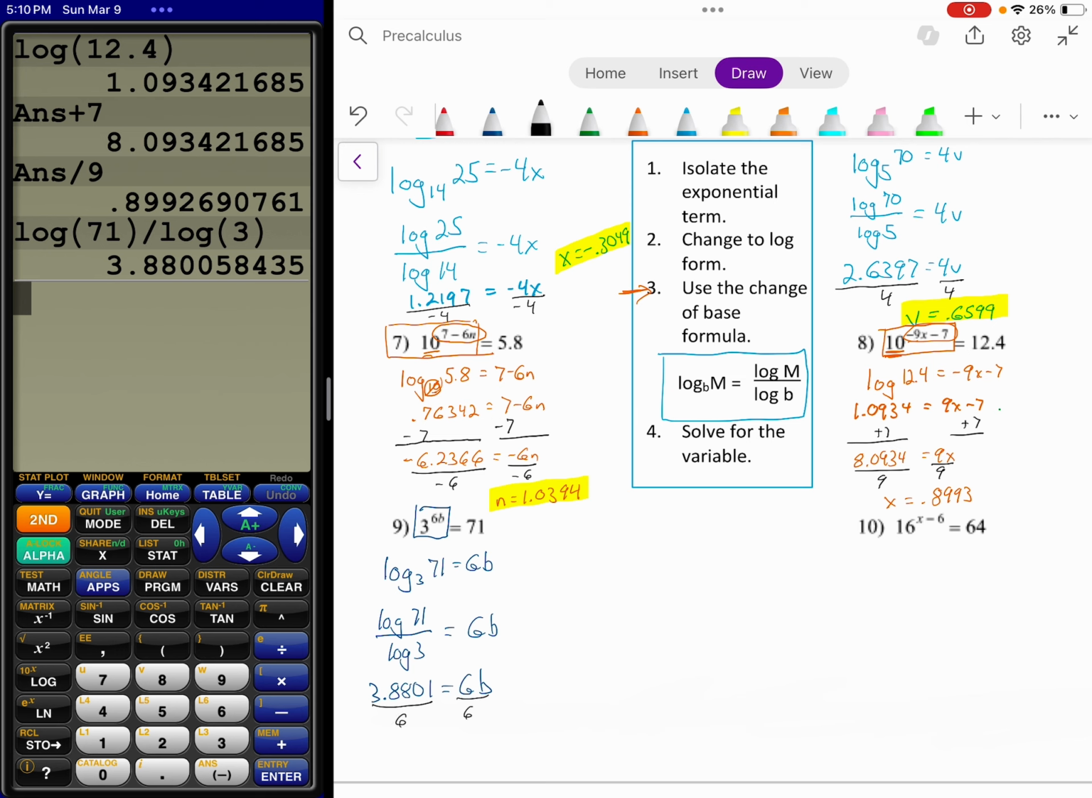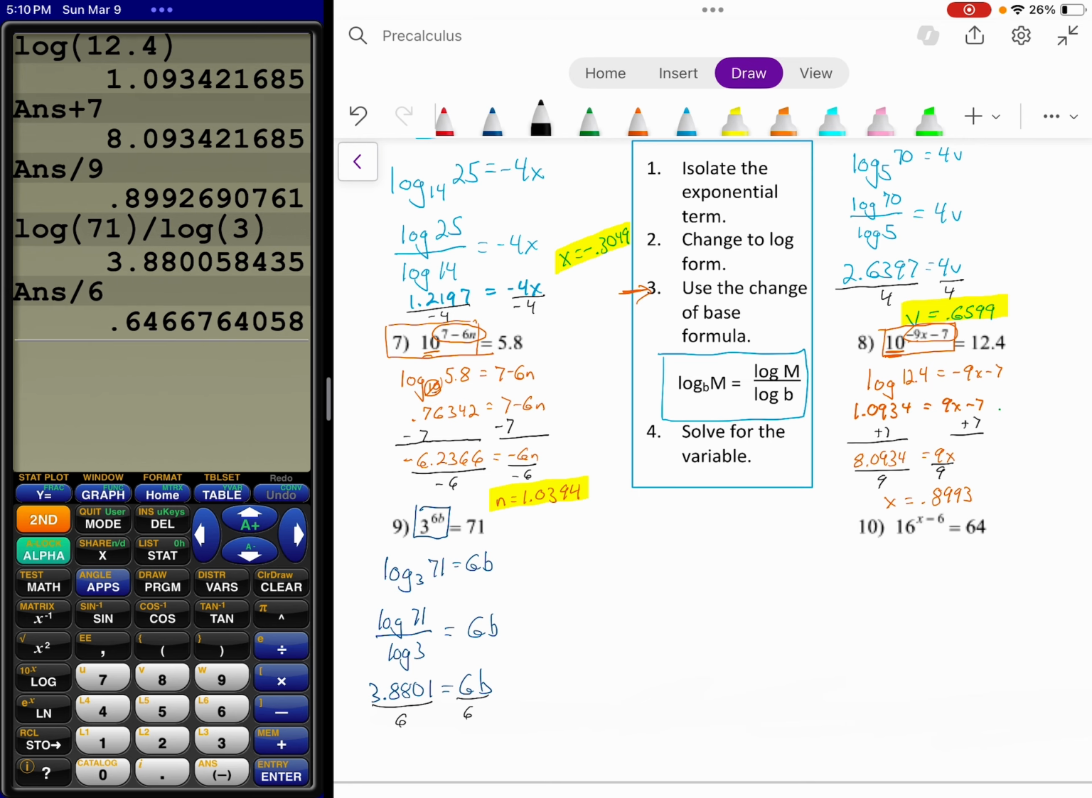And then we're going to divide both sides by 6. So that number's in our calculator, so we'll just hit divided by 6. And we get our value for b. b equals 0.6467.